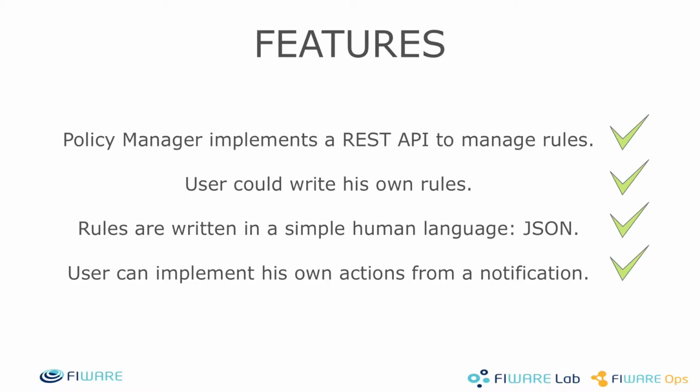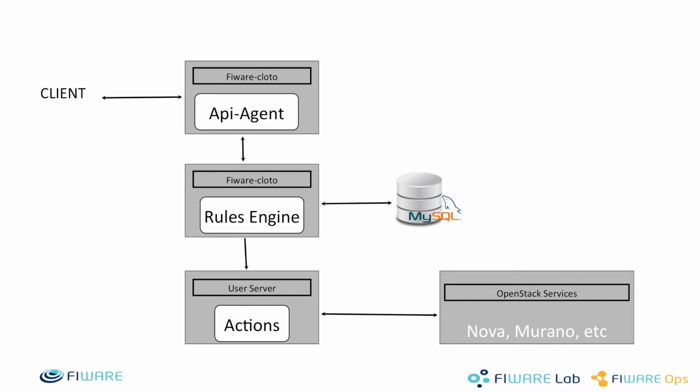Rules are written in human language, JSON. We considered using a formal language for the rules, but then we preferred to make rules easier to write for users. We parse JSON to Clips language, verifying and detecting errors in the rules. That simplifies the life of users. Users can also implement their own actions from a notification. Finally, Policy Manager has been thought as a notification facility, but users can generate their own behaviors from these notifications.